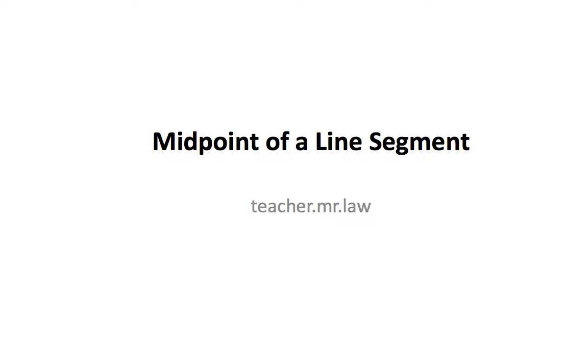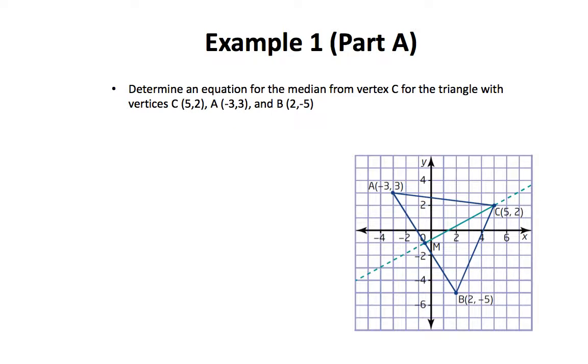In today's lesson, we'll be learning how to apply the midpoint of a line segment. In our first example, we want to determine an equation for the median from vertex C for the triangle with the vertices (5, 2), (-3, 3), and (2, -5). Let's begin by deconstructing this question.